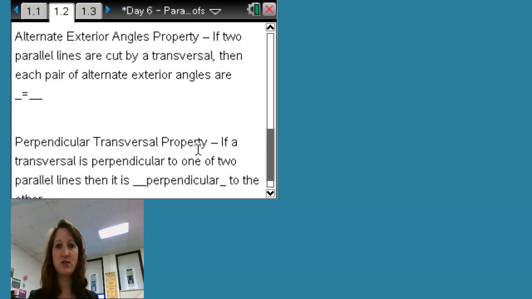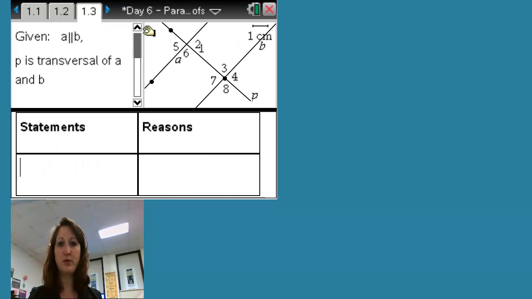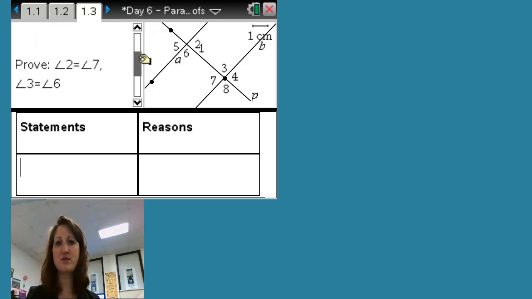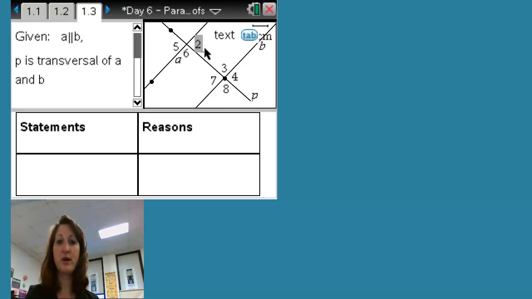Okay, let's actually get into doing some proofs. With parallel line proofs, we're going to start off being given some information about the lines being parallel, and then we're going to have to prove something. In this case, we're going to have to prove that angle 2 and angle 7 are equal and 3 and 6 are equal. Well, if you take a look at the picture, again, it's usually a good idea to come up with a plan before you actually write the proof.